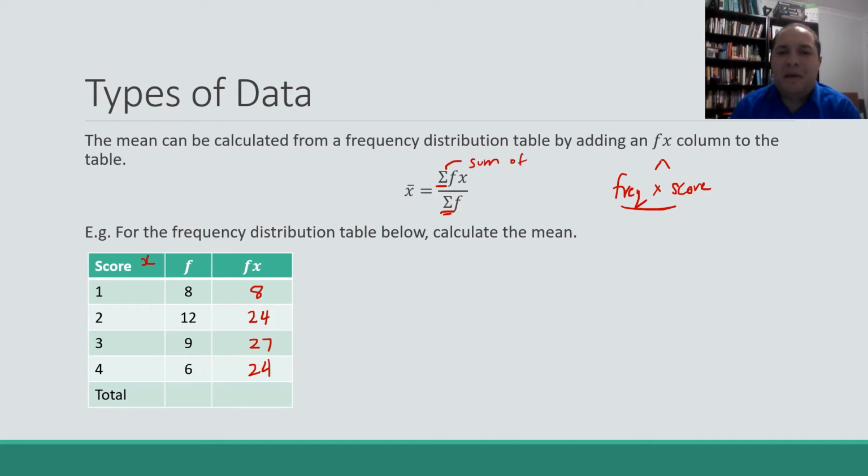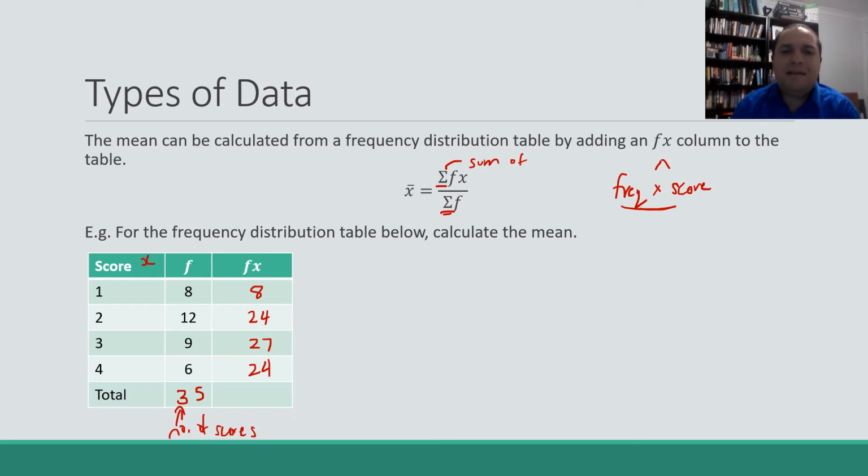So we've got the sum of our fx column and the sum of our f column. If we sum our f column, that adds up to 35. And that there is our number of scores. Okay, so there's 35 scores in this particular data set.